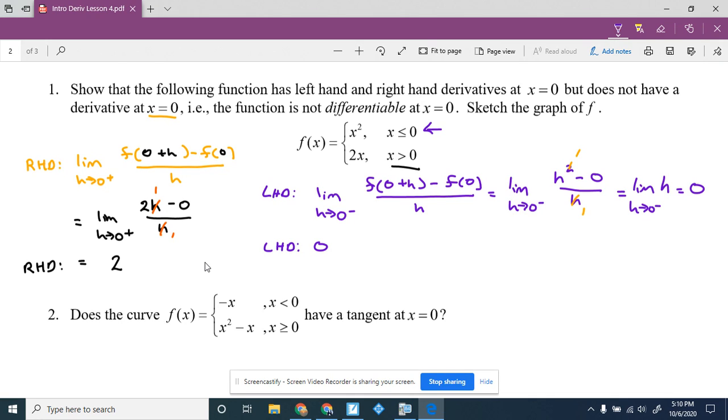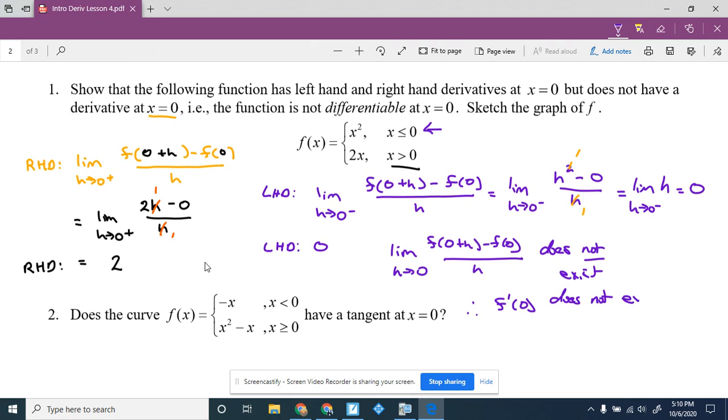So if the right-hand derivative is 2 and the left-hand derivative is 0, think about it, guys. That means the two-sided limit, the limit of f of 0 plus h minus f of 0 all over h as h goes to 0 from both sides, does not exist. And by the way, what does this represent? That's f prime of 0. So therefore, f prime of 0 does not exist. There is no derivative there. You can't talk about it. Let me look at the graph. Maybe that'll help you out.